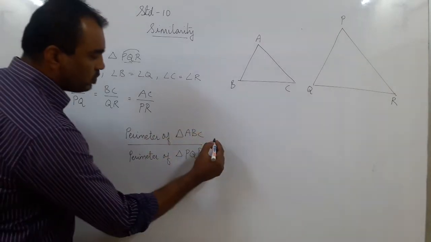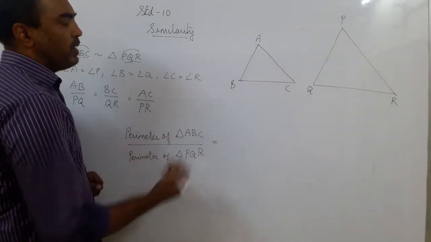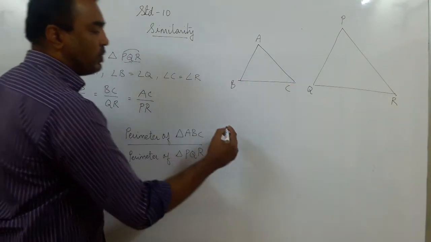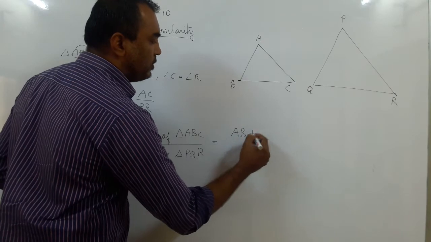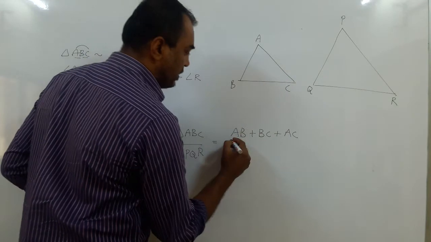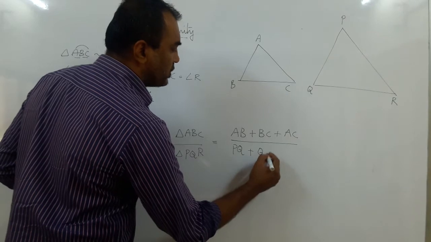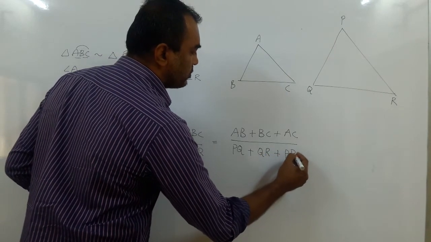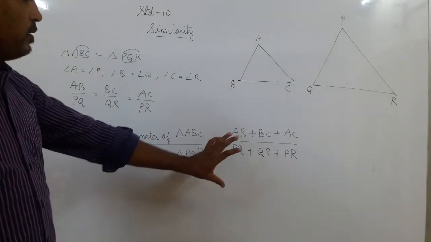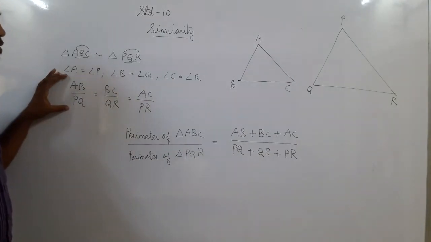Now, what is the perimeter of ABC? Perimeter means the sum of the lengths of the three sides. So the perimeter of ABC is AB plus BC plus AC, and the perimeter of PQR is also PQ plus QR plus PR. That is the perimeter, right? Now, the perimeter is in which ratio? The sides are in a ratio. So, what is the ratio?